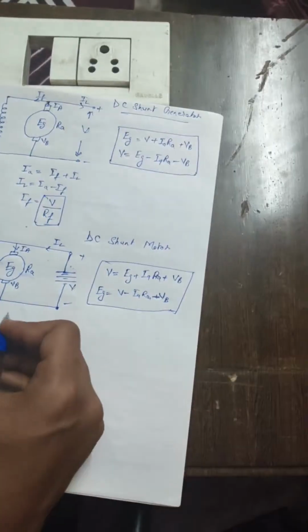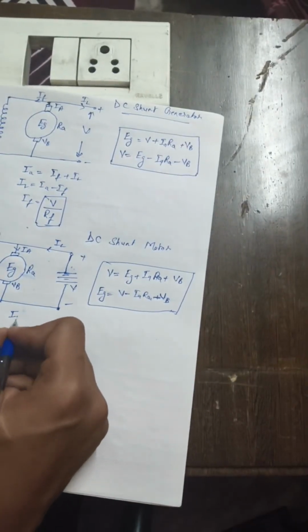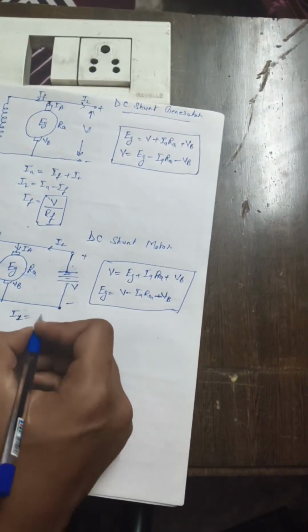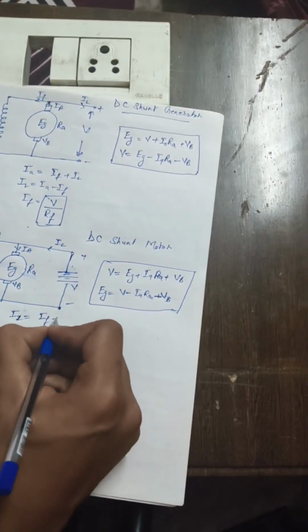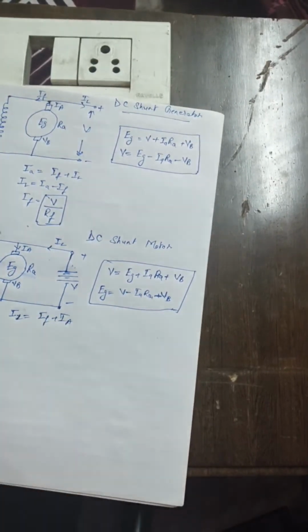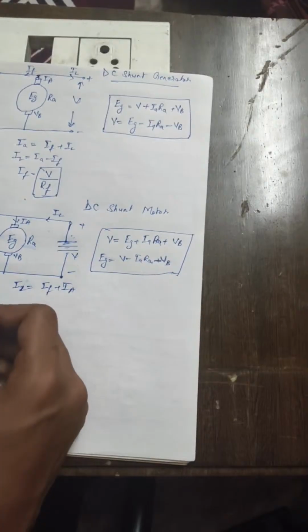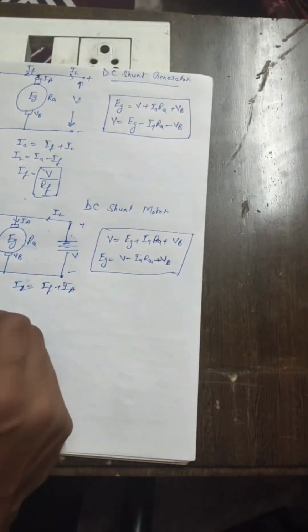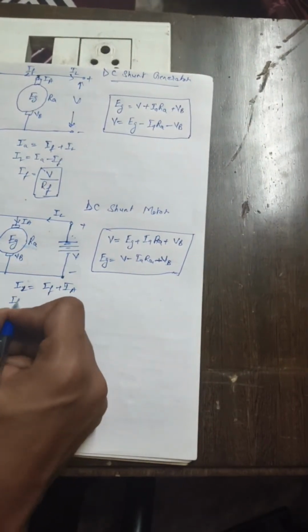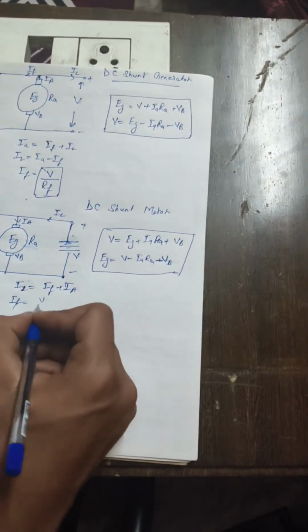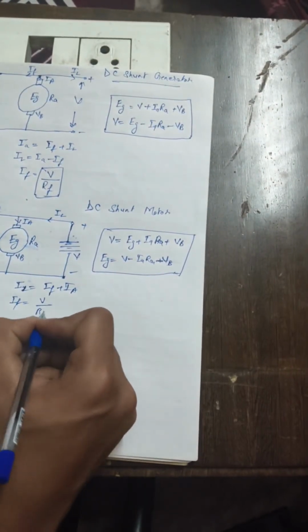The change can be noticed. Say the line current is equal to armature current plus field current. However, the equation for the field current will be the same.